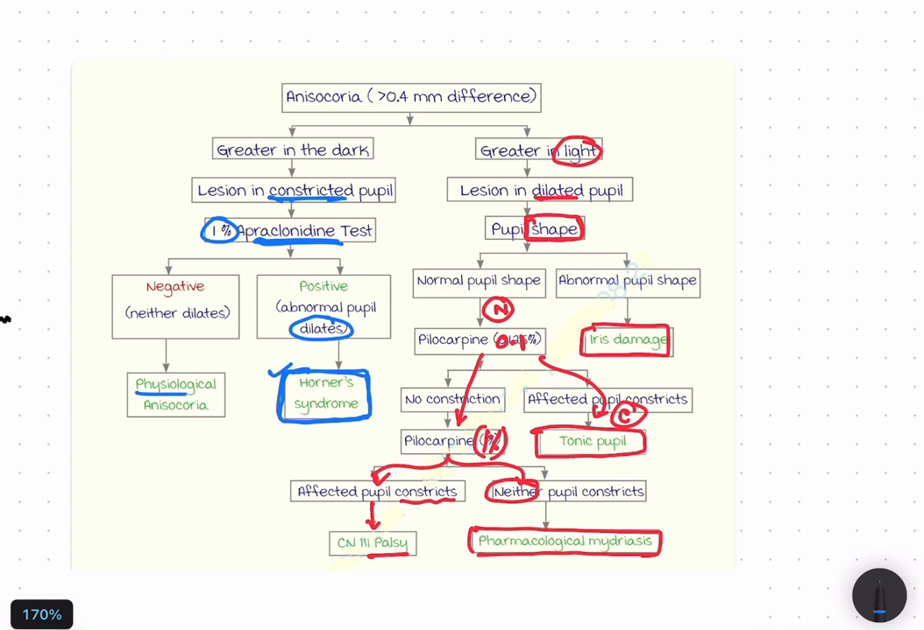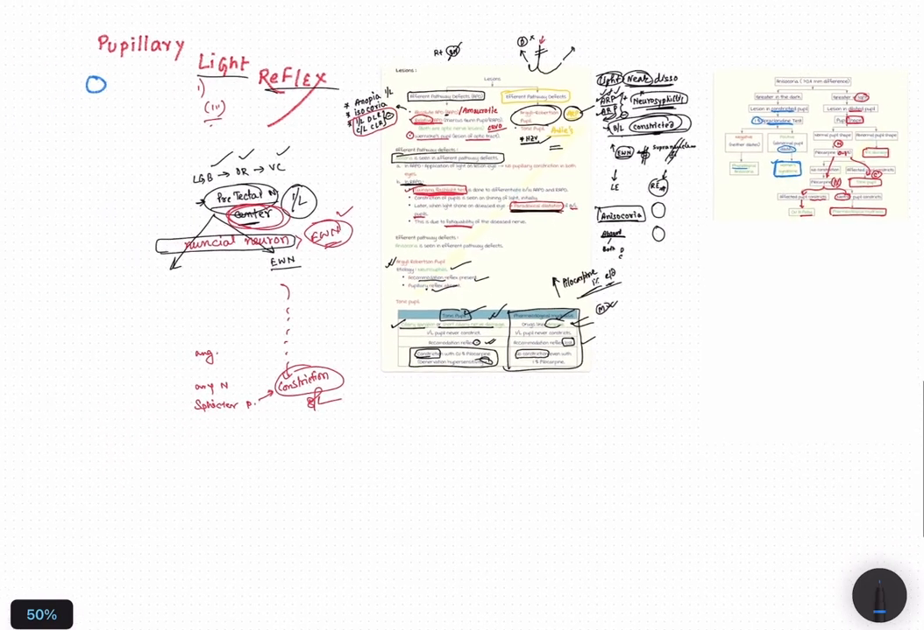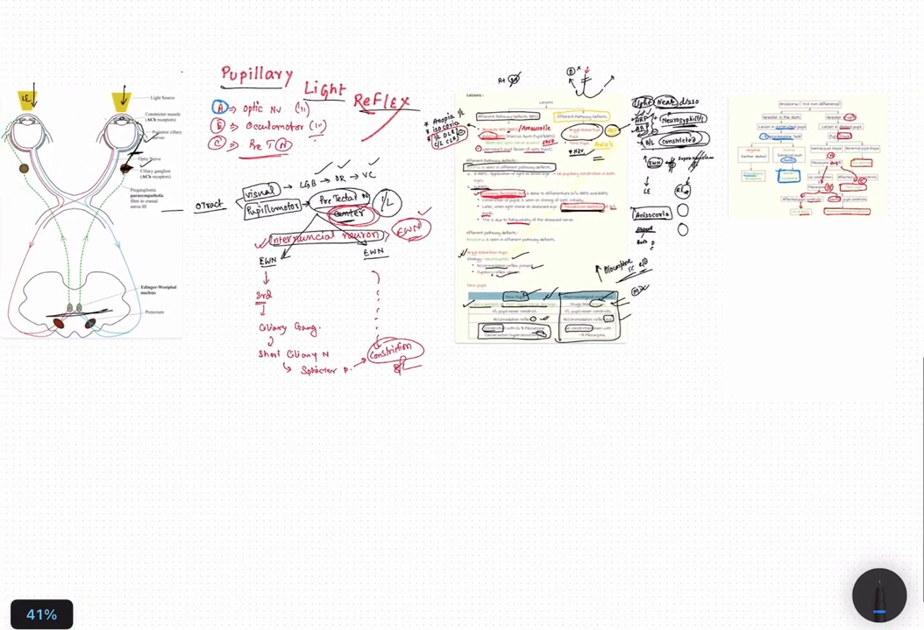Horner's syndrome is very important. We'll be discussing Horner's syndrome in a separate video. So this is the pupillary light reflex and the various pathologies, lesions of various afferent and efferent pathways, and how to approach various anisocorias. Thank you.